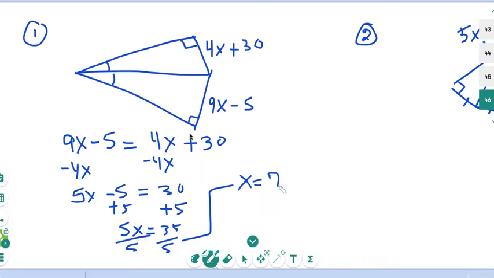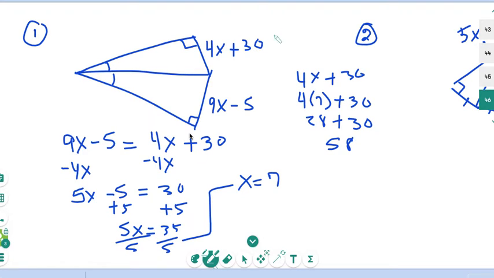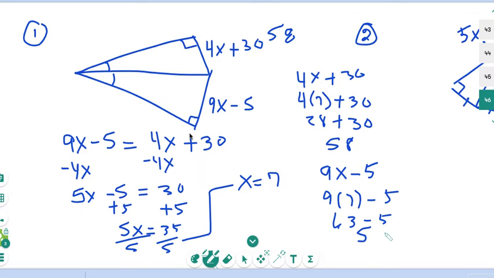So we can say that 4x, I'll go ahead and put in the 7 there, plus 30, 28 plus 30, 58 is the length of that first line segment. And now we're going to check that 9x minus 5, 9 times 7, minus 5, 63 minus 5 is going to give us 58, which means our second line segment is 58. Both are congruent.